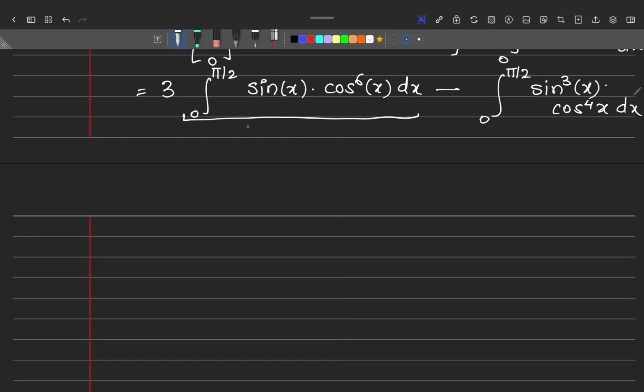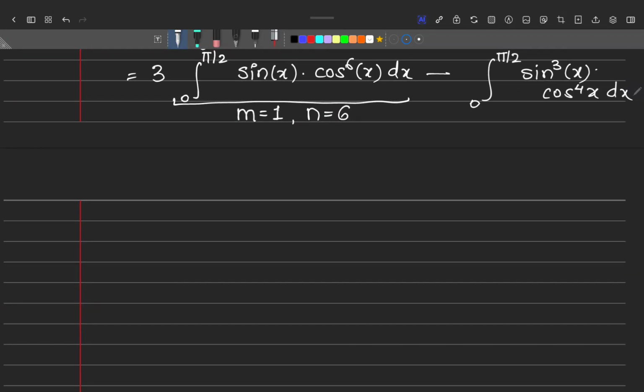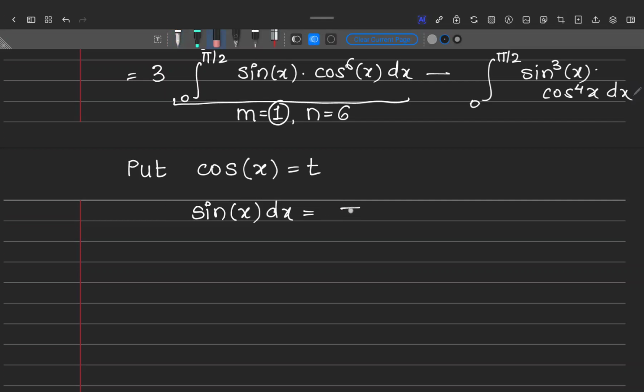For this integration, your value of m is 1 and value of n is equal to 6. So to solve this with the reduction formula, your value of m or n should be greater than 1. So what do we do? We solve this by using substitution. We substitute cos x is equal to t. Therefore, the derivative of cos x is minus sin x into dx is equal to dt. So the value of sin x dx will be minus dt.